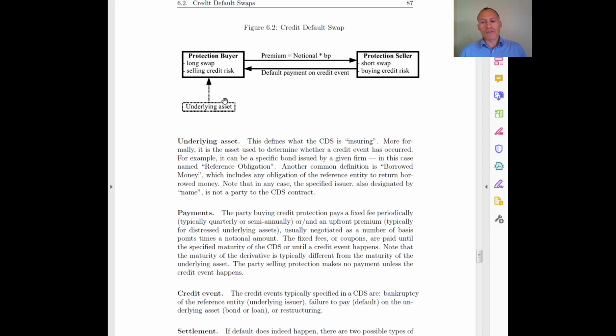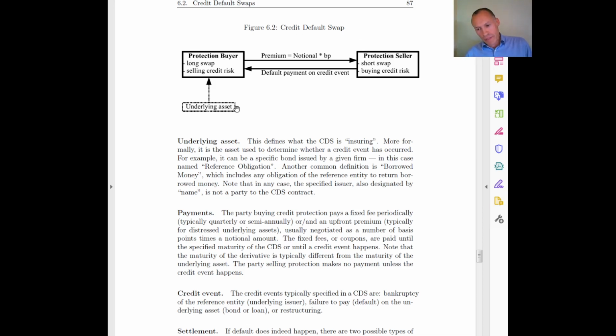But usually the standard baseline case that makes this easier to understand is to think of some asset here, like a bond that belongs to some other company that this party holds, and he's worried about this bond defaulting, so he's going to contract insurance on this bond.